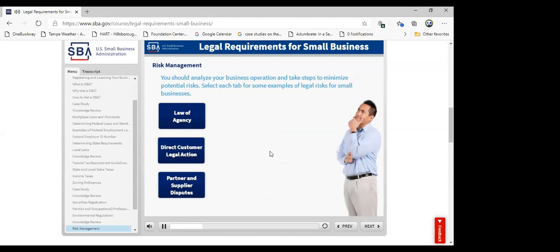Operation of your small business, both internal and external. While it is not possible to be prepared for all issues that could come up, you should analyze your business operation and take steps to minimize potential risks. Select each item for some examples of legal risks for small businesses. Now, again, I want you, when you get this email, to click the appropriate box so you can get into that. But risk management is very important.